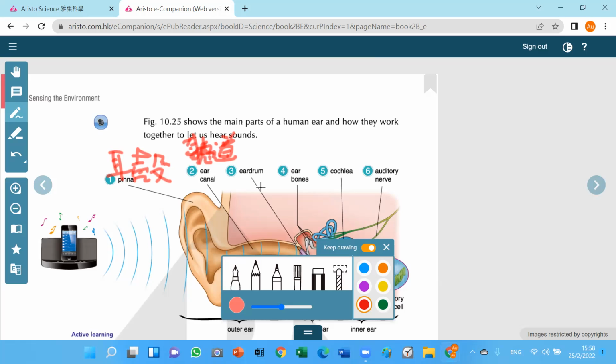Eardrum. 耳膜. Earbones. 听骨. Cochlea, 耳蜗. The last one, 听神经.